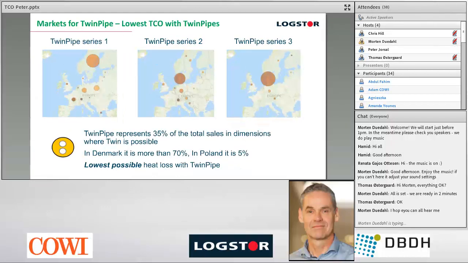If we take a look at the twin pipes, then twin pipes represent approximately 35% of the total sales in dimensions where it's possible to make twin pipes. In Denmark, that figure will be 70%, and in Poland it's around 5%. That said, the lowest possible heat loss in a pipe system will be with twin pipes.